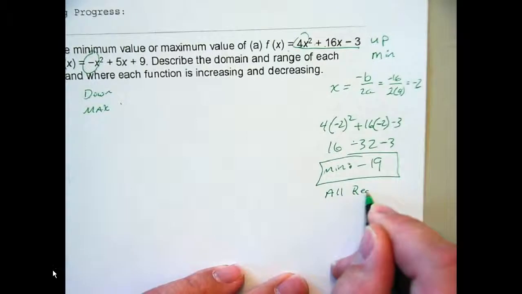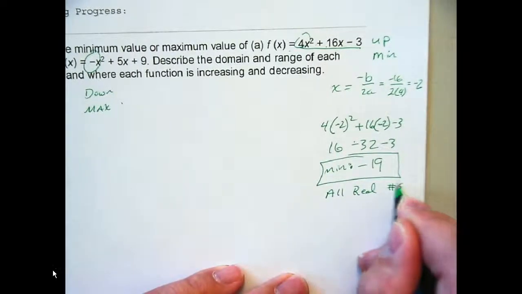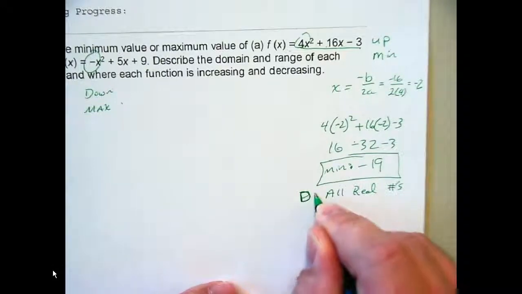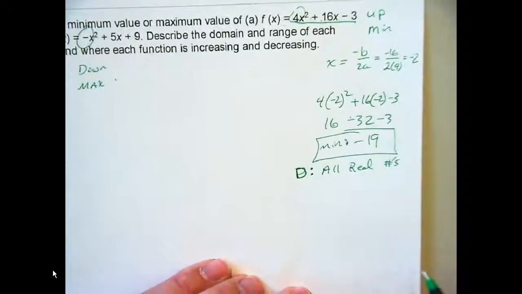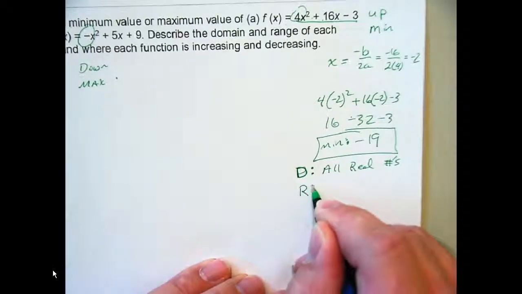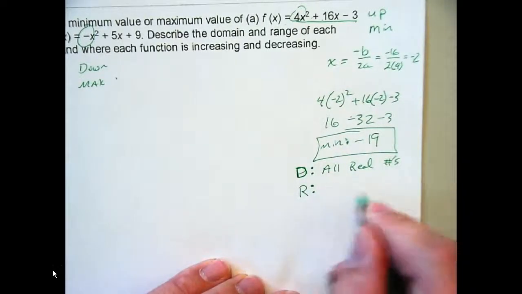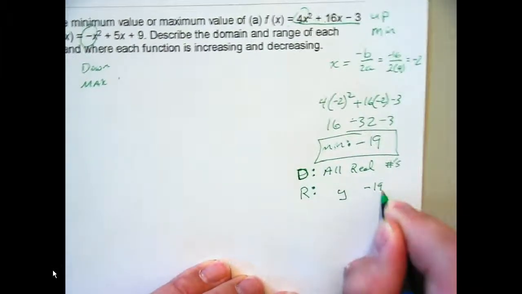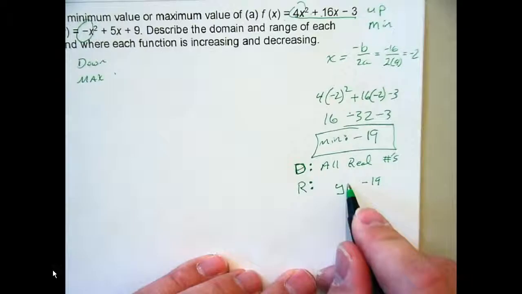So if we're describing what's happening, well, the domain is all real numbers because it goes in all directions on the x-axis, in both directions forever. The range starts at negative 19 on the y-axis, and does it go up or down? Up. So it's greater than or equal to negative 19.